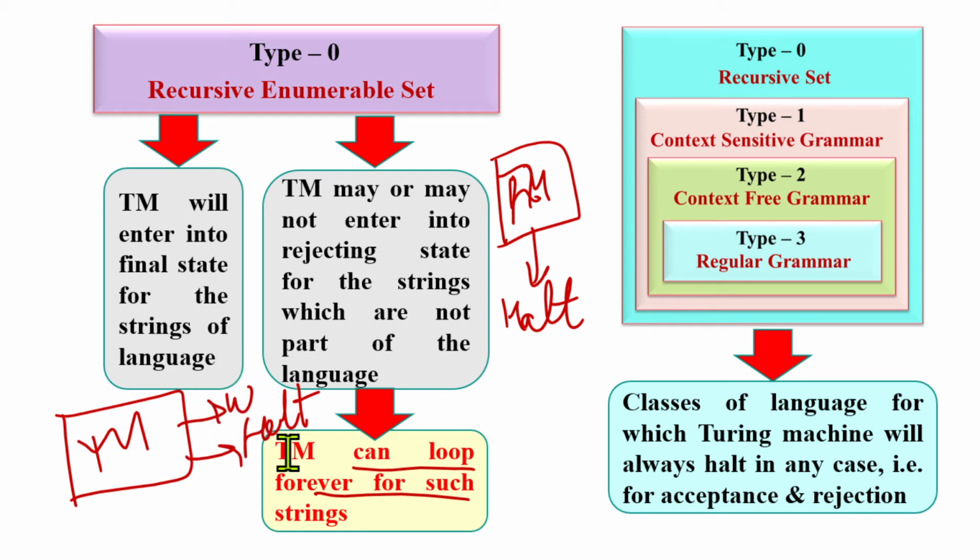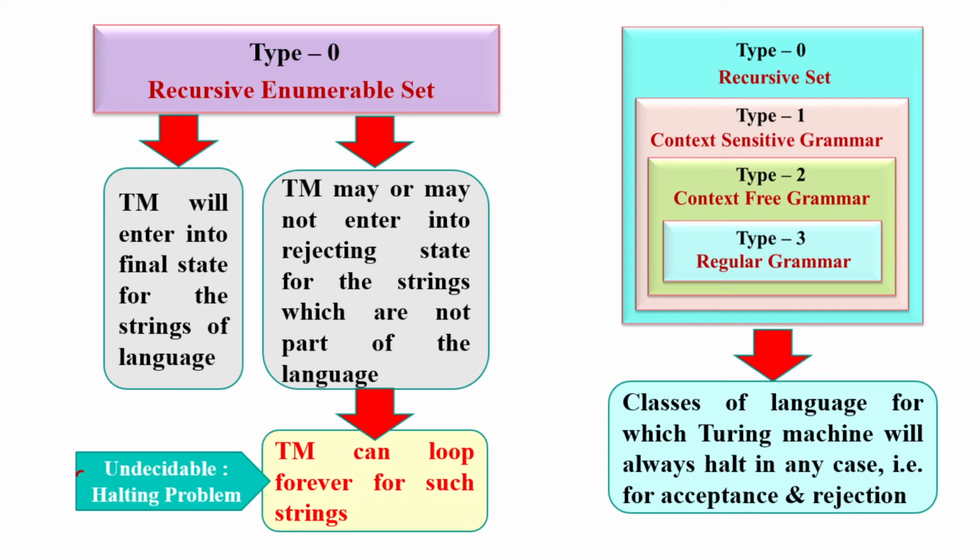So this type of problem is known as the undecidable problem, and one example of an undecidable problem is the halting problem. The halting problem is unsolvable, meaning undecidable, meaning we cannot decide whether the Turing machine for a particular input will ever halt or not. So this comes under the halting problem, an undecidable problem, and we will be discussing the halting problem with a theorem in the next lecture.